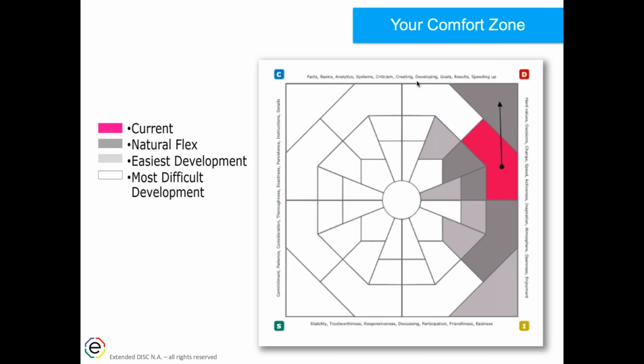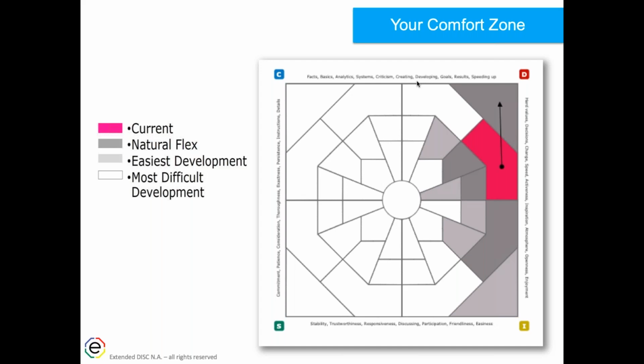Right. That's it. And again, we can take it to a more specific level where you can see that there are actually four levels to your comfort zone. So within your comfort zone, you have your current zone, which is your natural style. And then you have your natural flex areas, which are represented by the darker gray shadings. Those are the styles that are very easy for you to shift to all day long. And then you also have the easiest development zones, which are the lighter gray areas.